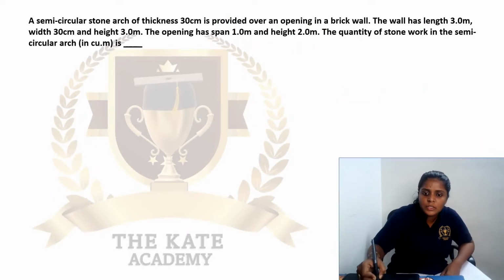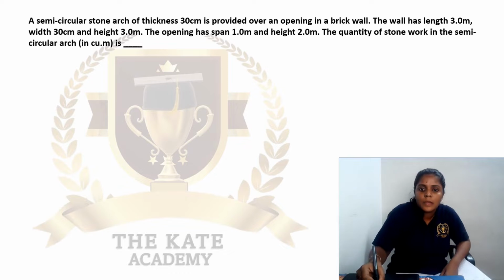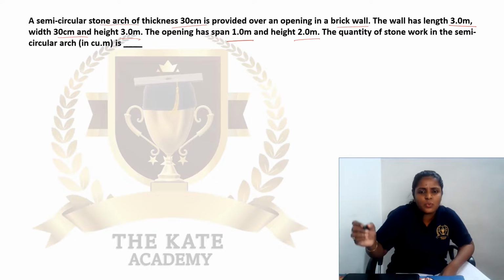So your next question. A semicircular stone arch of thickness 30 cm is provided over an opening in a brick wall. The wall has length 3 meter, width 30 cm and height 3 meter. The opening has a span of 1 meter and height 2 meter. The quantity of stonework in the semicircular arch in cubic meter is.